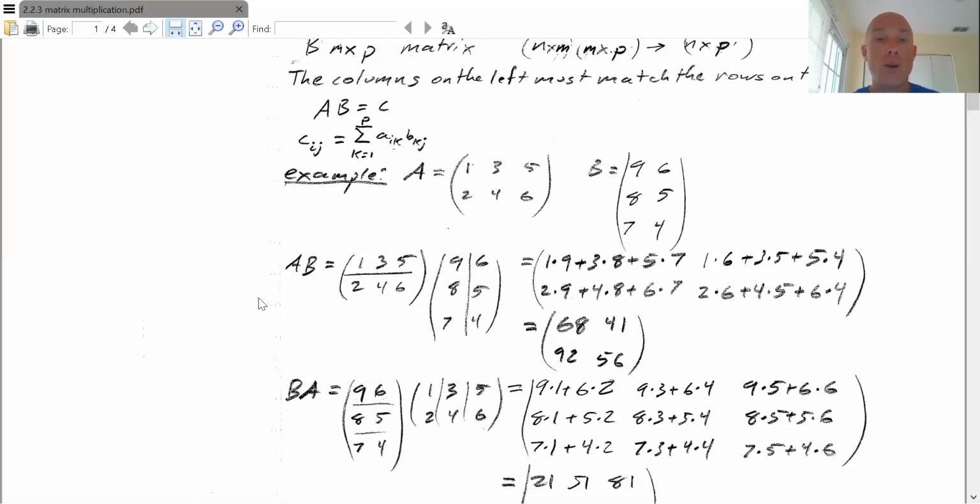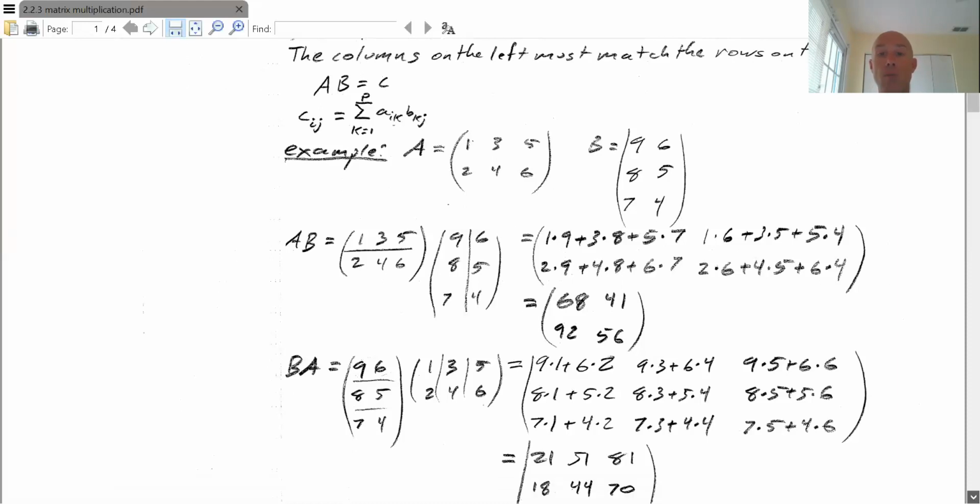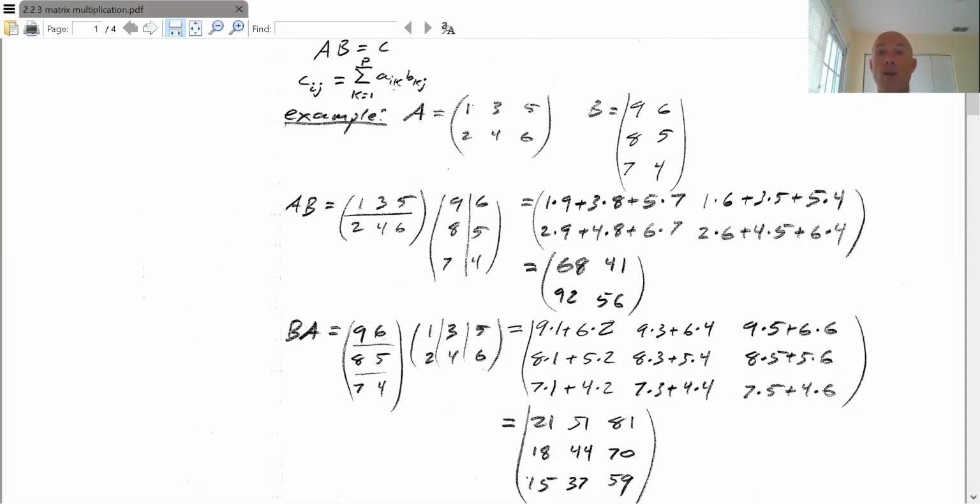All right, so here A is a 2 by 3, B is a 3 by 2. A 2 by 3 times a 3 by 2 is going to be a 2 by 2 matrix, which we get here. Now, if I switch the order, I've got B times A. B is a 3 by 2, A is a 2 by 3. So it's 3 by 2 times 2 by 3. We're going to have a 3 by 3 matrix, like we have right here.